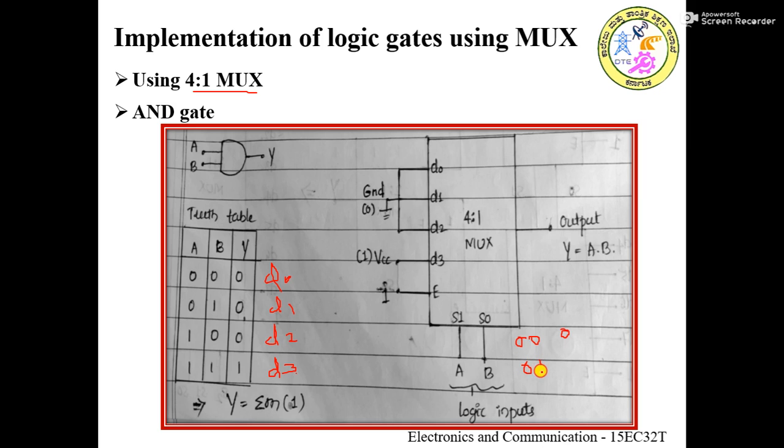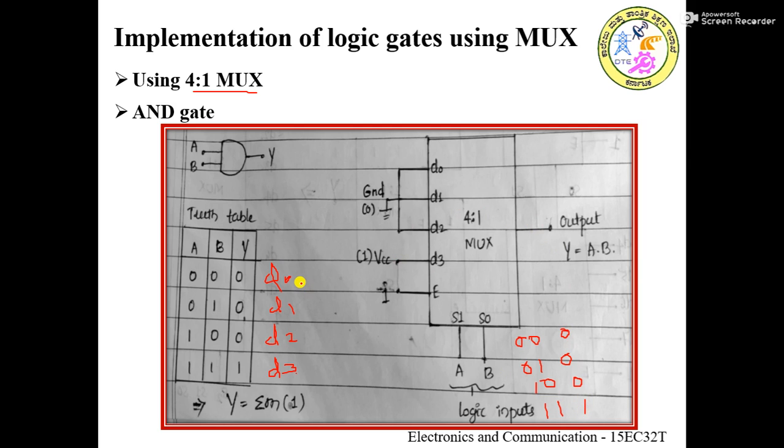With select line content 0 1, again D1 is selected, which is again connected to ground only, so the same 0 will appear at output line Y. With 1 0, D2 is selected, which is again connected to ground, so it will result in an output 0. With the last combination 1 1 of select lines, D3 is selected, which is connected to VCC, meaning 1 is routed to the output line Y.